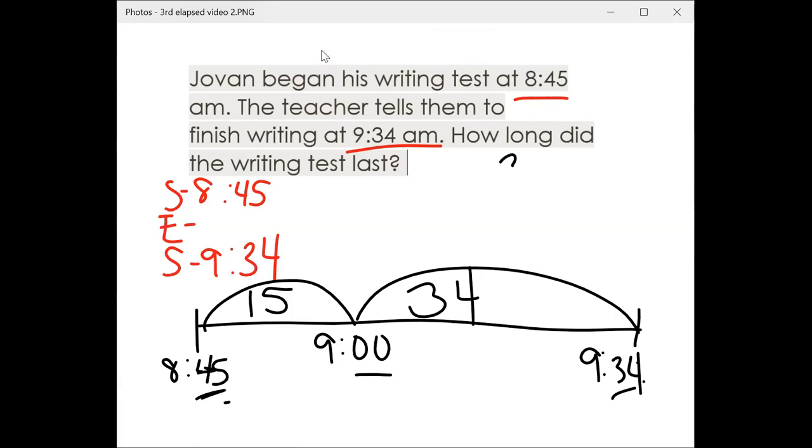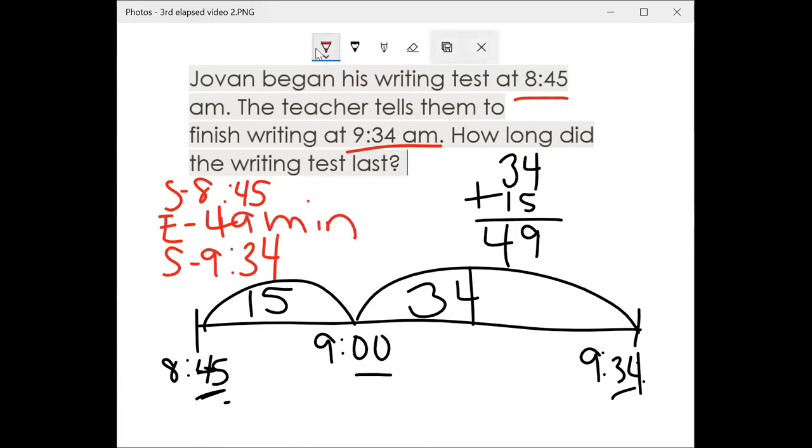And so now what I have to do is add those together. Since it's not easy to skip count that way, I'm going to pull it over here. 4 1s and 5 1s is 9 1s, 3 10s and 1 10 is 4 10s. So how long did the writing test last? It lasted 49 minutes. So even if we went from 8:45 to 11:34, the process would be the same.